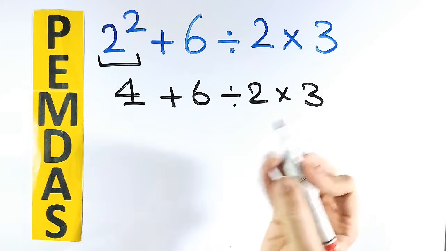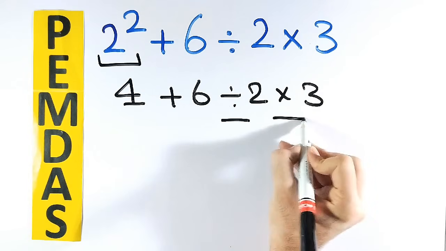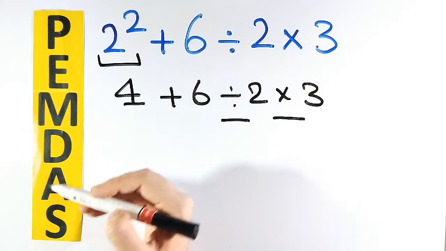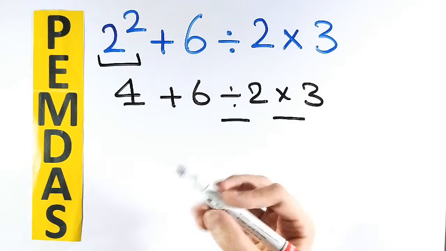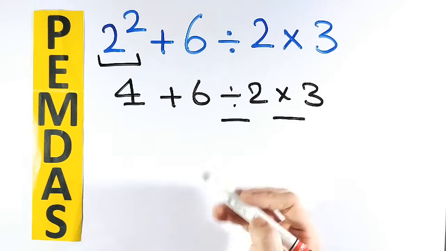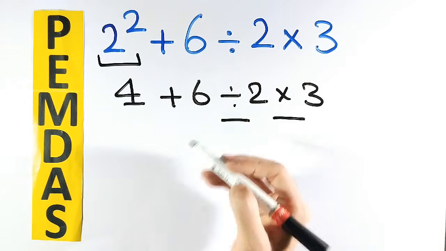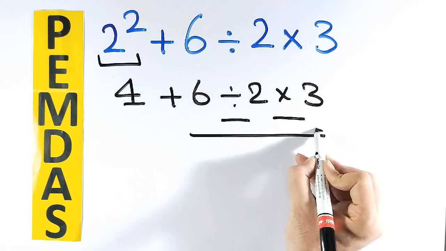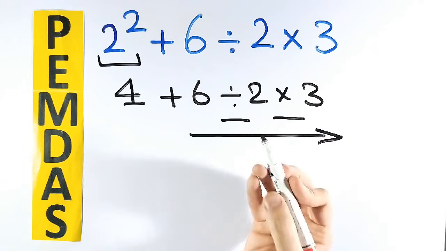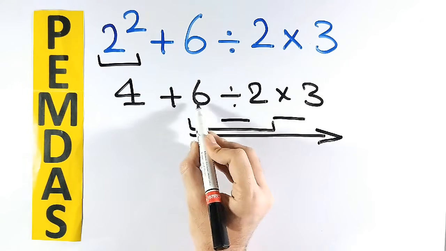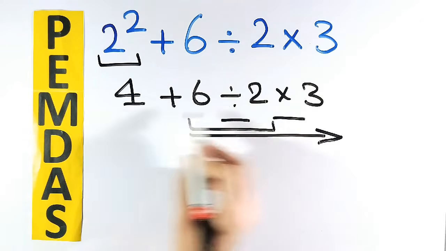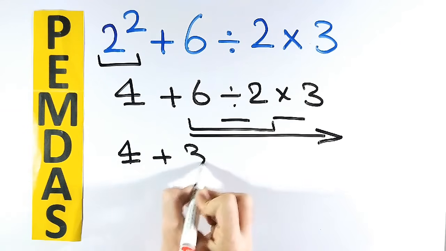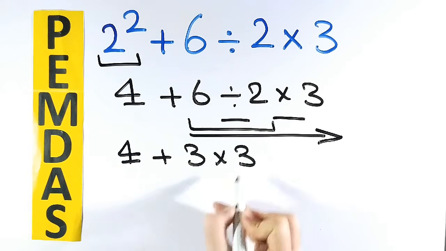And the next step, we move on to the division and multiplication, because multiplication and division have a higher priority than addition. However, we must pay close attention that multiplication and division are at the same level of precedence, and we must perform these two operations from left to right. So, first we go for the division between 6 and 2, and instead of this expression, we can write 4 plus 3 multiplied by 3.